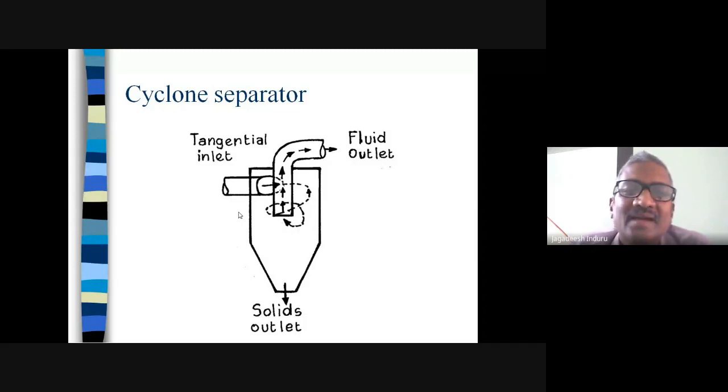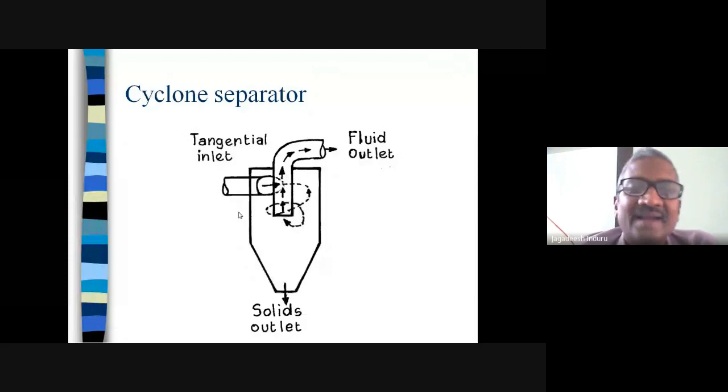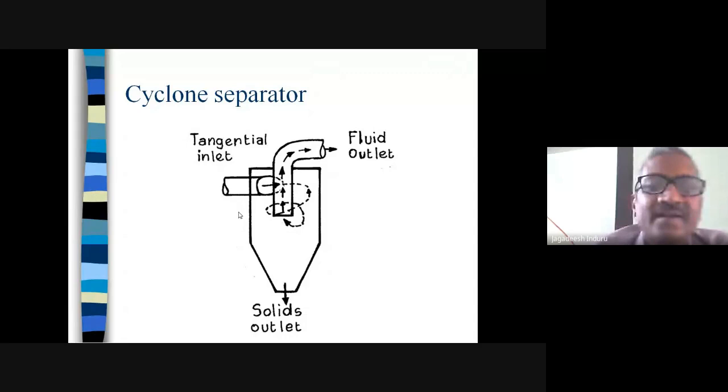When they collect at the wall of the cylinder, they will go down and be collected in the solids outlet. This is one fraction we are separating. The material also contains a lightweight material. Because of the lesser mass, they don't experience much centrifugal effect. They tend to float in the air without adhering to the container surface. These will be floating in the air.